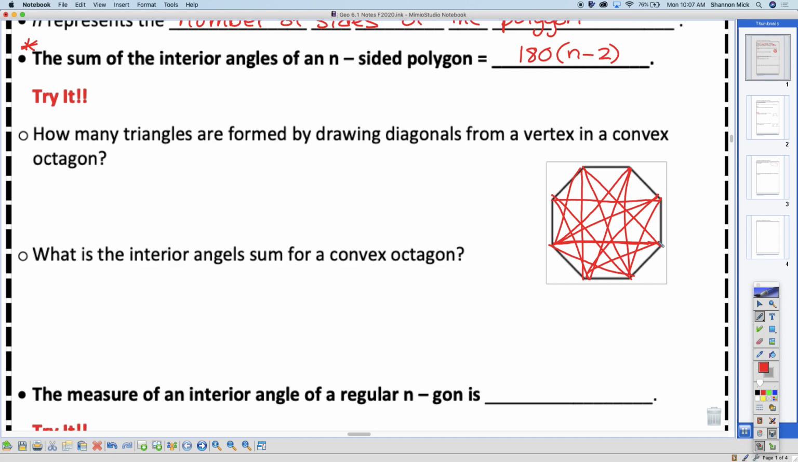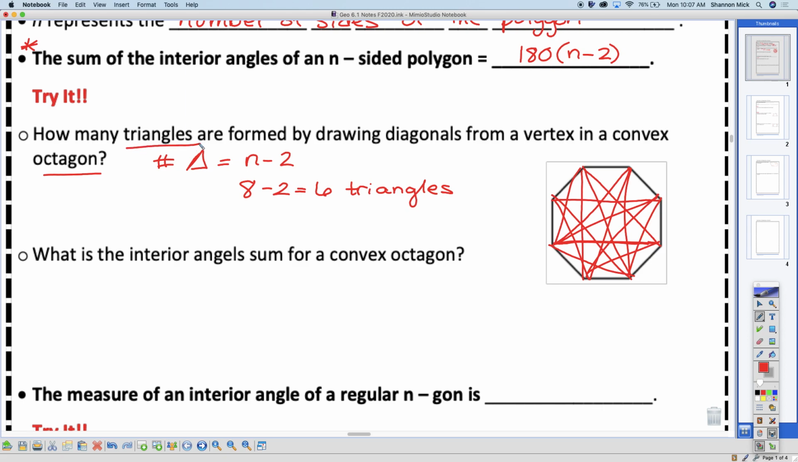N minus 2. How many sides are in an octagon? 8. There's 8, right? Okay, so the number of triangles equals n minus 2. So 8 minus 2 is 6. So there's 6 triangles. Because 8 is the number of sides. So that's it. That's all they wanted there, right? How many triangles are formed?